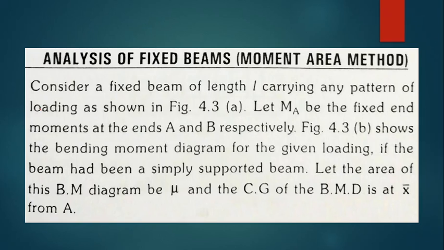Analysis of a fixed beam using the moment area method. Consider a fixed beam of length L carrying a pattern of loading as shown in the figure. Let MA be the fixed end moment at support A and MB be the fixed end moment at support B. The bending moment diagram for the given loading is drawn. If the beam had been a simply supported beam, let the area of the bending moment diagram be mu, and the CG of the bending moment diagram be at x bar from support A.